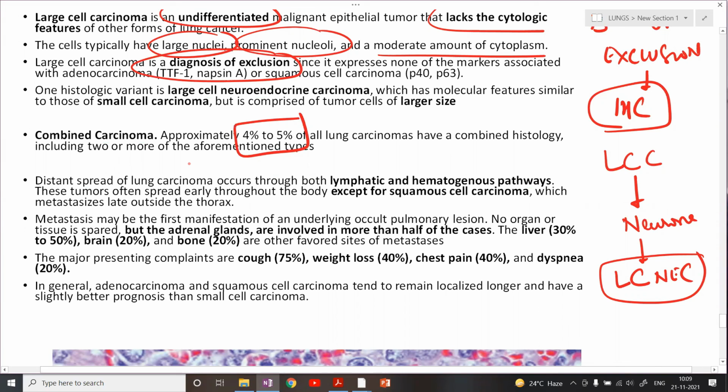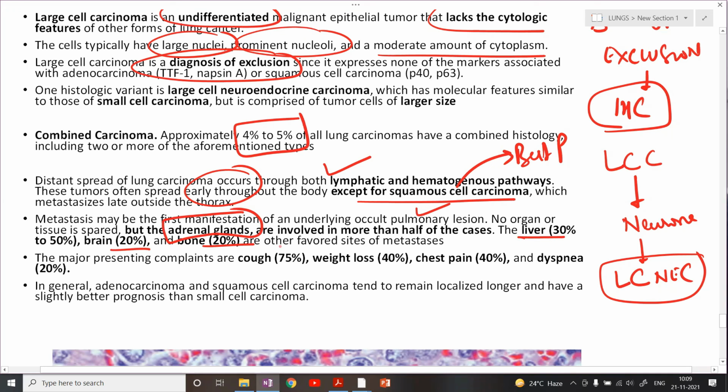Now, coming to the distant spread, how these cancers are spreading. They are spreading by both the lymphatic and the hematogenous route, and they spread very early, except the squamous cell carcinoma, which metastasizes late. That is the reason they have the best prognosis out of all the tumors. Now, metastasis may be the first manifestation of an underlying occult pulmonary lesion. And remember, no organ is spared. If you have to choose one option, the most common site of involvement is the adrenals. The other sites are the liver, 30 to 50%, brain, and the bone.